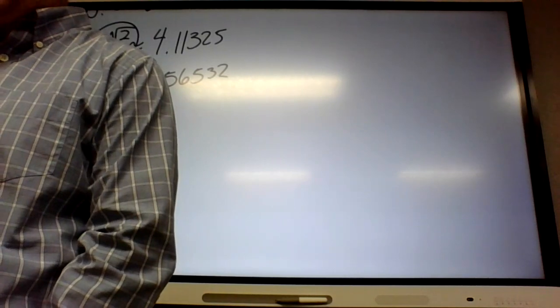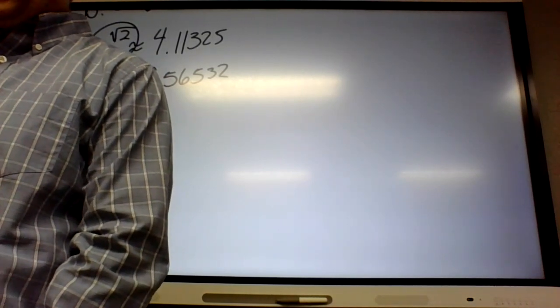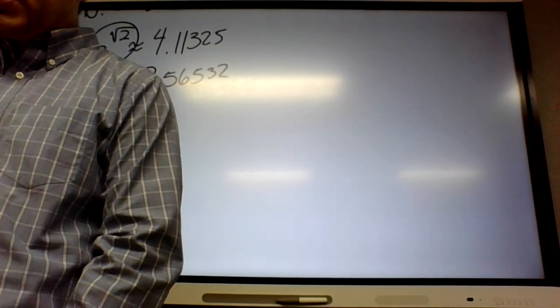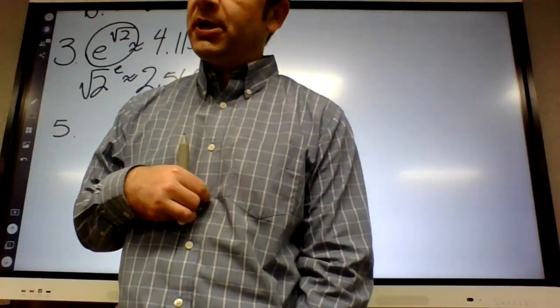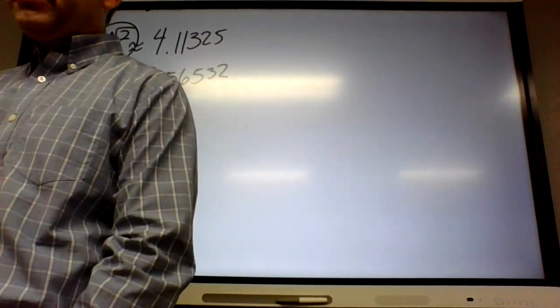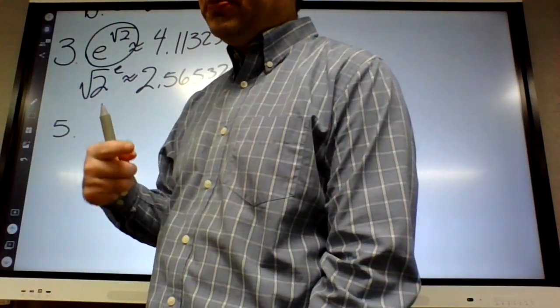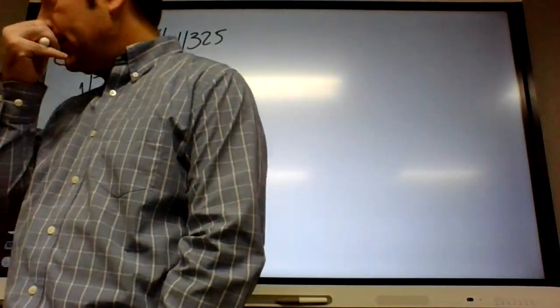Okay, number 5. Here we go. Jumping into money. Suppose you invest $1 at 6% annual interest. Calculate the amount that you would have after 1 year if the interest is compounded A, quarterly, B, monthly, C, continuously.